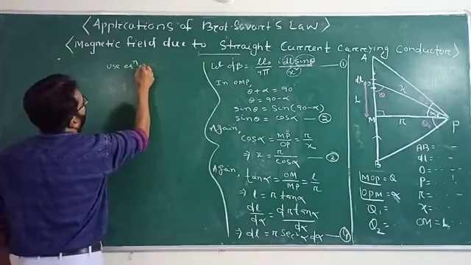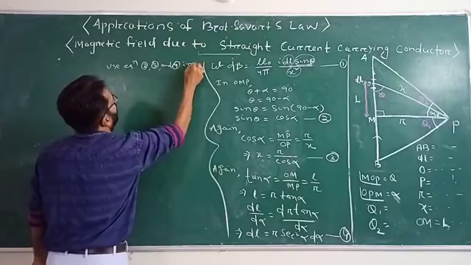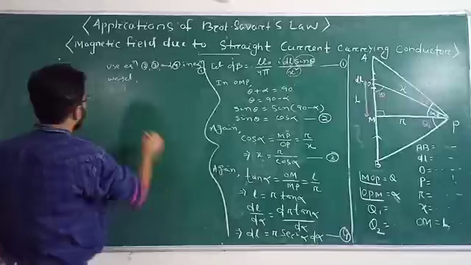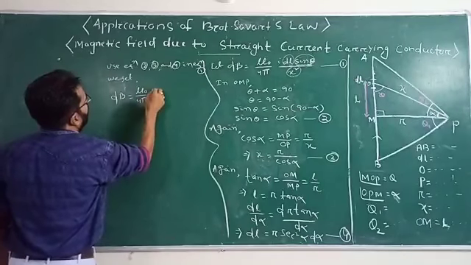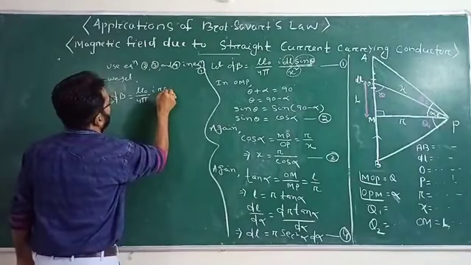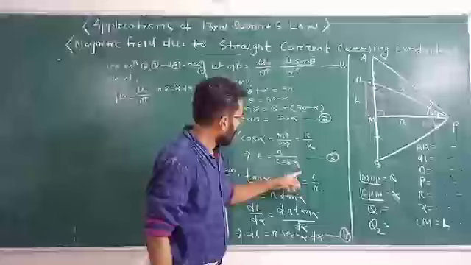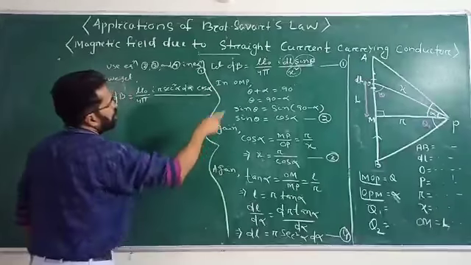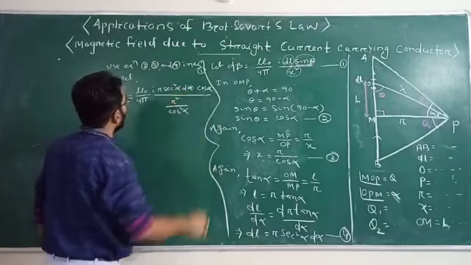In equation 1 we get dB is equal to mu naught upon 4 pi, I dl, R sec square alpha d alpha, sin theta cos alpha upon x square, which means R square cos square alpha. Okay, students.